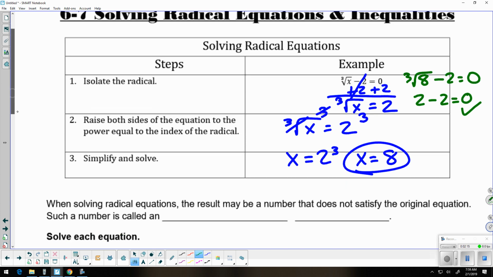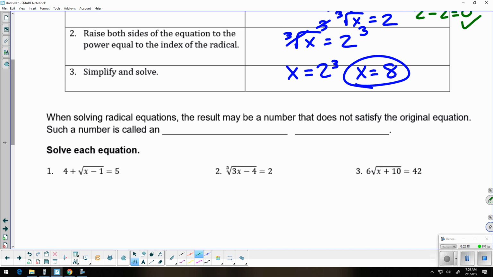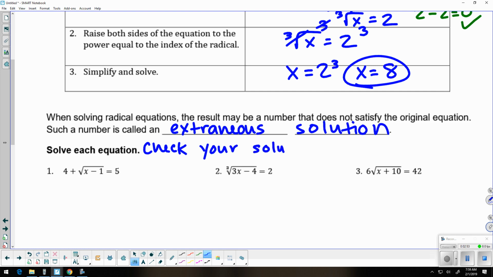Like I said, because we are dealing with radicals, it says when solving radical equations, the result may be a number that does not satisfy the original equation. If you get a solution that does not work, this number is called an extraneous solution. It's basically a solution that we don't need. We got an answer, however, it doesn't actually satisfy the original problem. It's an extra solution, extraneous solution. So again, make sure you check your solutions. We're going to solve each equation, but make sure, add this to the directions, check your solutions. Plug them back in and make sure they actually work in the end.